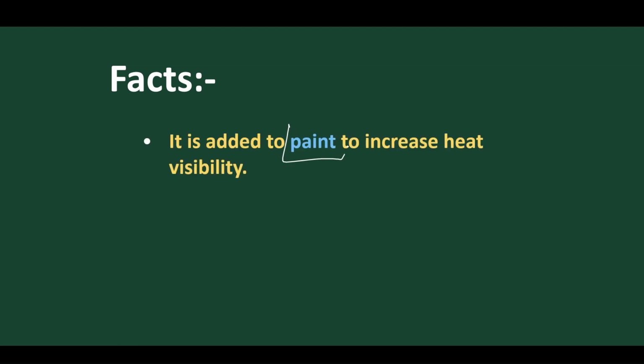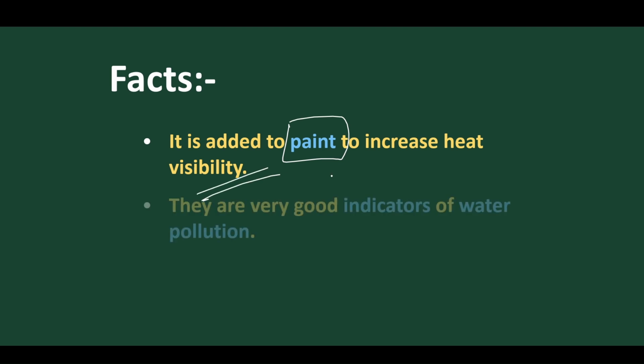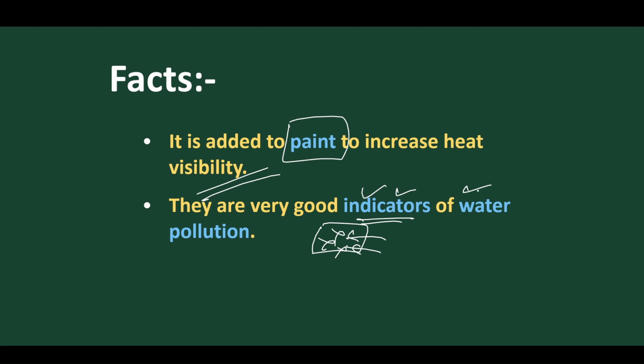Also, sometimes they are used in paints to increase visibility. Yes, they are very good indicators of water pollution. If water is polluted, then we don't find diatoms present. So due to the absence of diatoms, we can indicate that the water is polluted. So they act as a good indicator of water pollution.